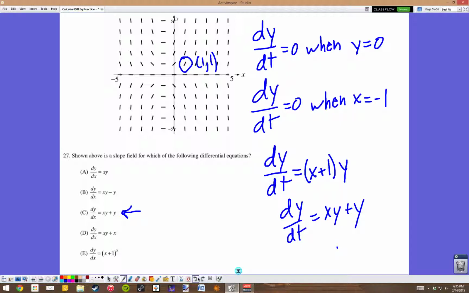So that's good. And I'm going to try another point. Let's try -2, -1. If I plugged in -2 for x and -1 for y, I would get -2 times -1 minus 1. So it would be 2 minus 1, which would be 1. That does look like a slope of 1. So it looks like this would work, and C is our answer.